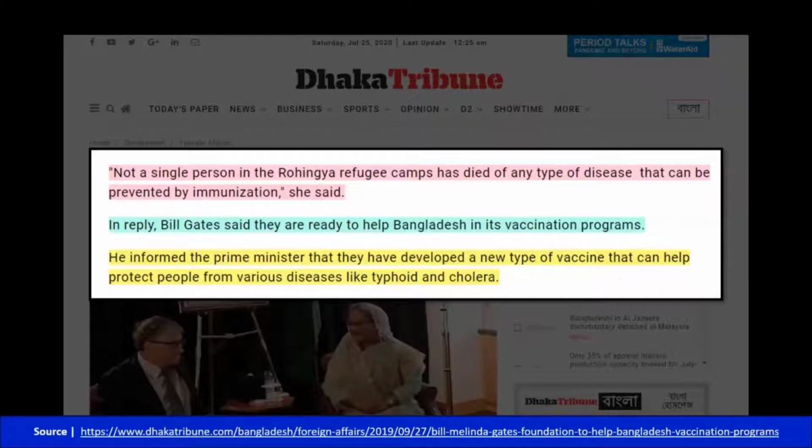This is what the leader said. She said, not a single person in the Rohingya refugee camps has died of any type of disease that could be prevented by immunization. So she's like, I don't need your services, Bill Gates. In reply, Bill Gates said they are ready to help Bangladesh in its vaccination programs. He informed the Prime Minister that they have developed a new type of vaccine that can help protect people from various diseases like typhoid and cholera. So she says, we don't know of any vaccines that can help the people who died in these refugee camps. He rebuttals with, well, we've got a new one.